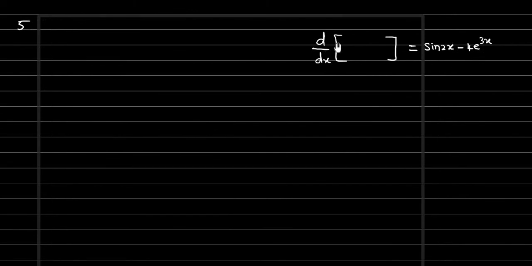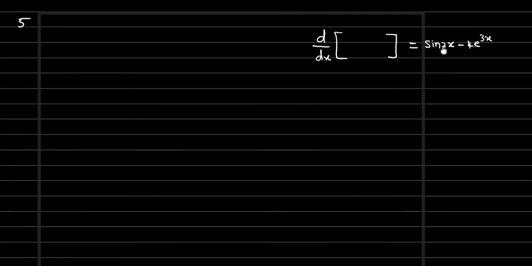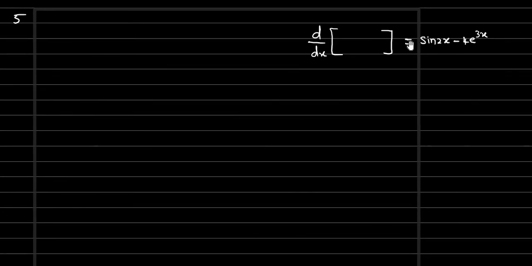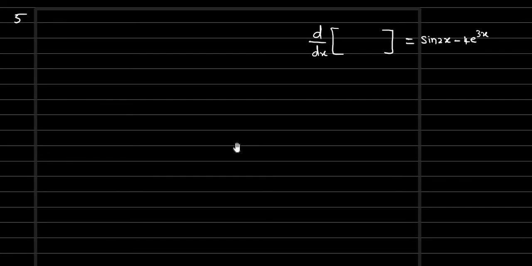Okay, first we'll understand the question properly. The differentiation of some function, the result is sine 2x minus 4 e power 3x. Okay, so now self check. If it is sine 2x, what will be the answer here? Which function's derivative is sine 2x? Obviously cos x. Cos x differentiation only we can get sine x.